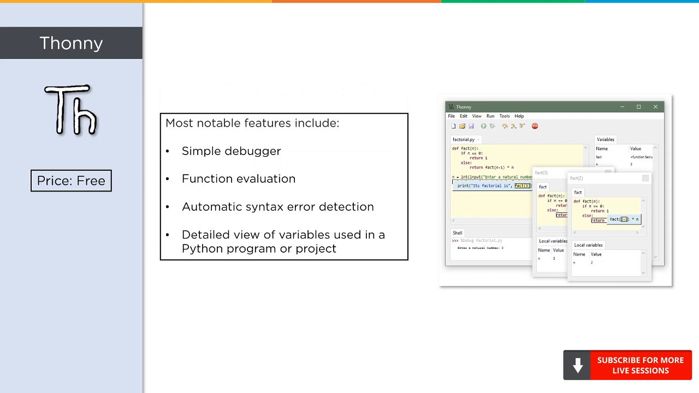Some of the most notable features include a simple debugger, and Thonny offers the ability to the user to see how Python internally evaluates the written expression, automatic syntax error detection, and finally, a detailed view of the variables used in the Python program or a Python project. Though Thonny is intended for beginners, it has several useful features that also make it a good IDE for a fully fledged Python developer. Some of the major features are syntax error highlighting, debugger, code completion, step-through expression evaluation, etc.